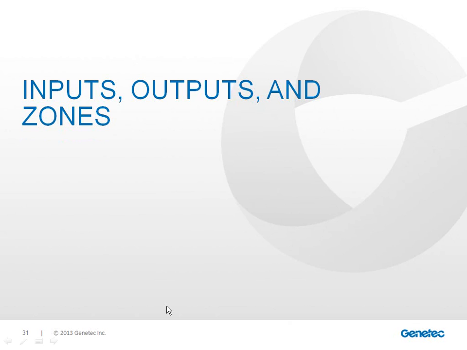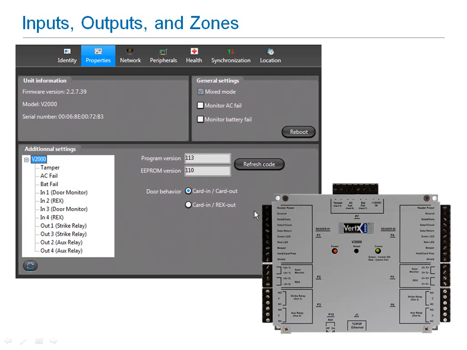Now we're going to take a look at the inputs and outputs on a unit and what they're typically used for, and we'll take a look at how to set up hardware zones as well. Taking a look at the input properties for a door controller, you'll see that we have a set of associated inputs and outputs. These refer to the actual connections on the physical unit itself.